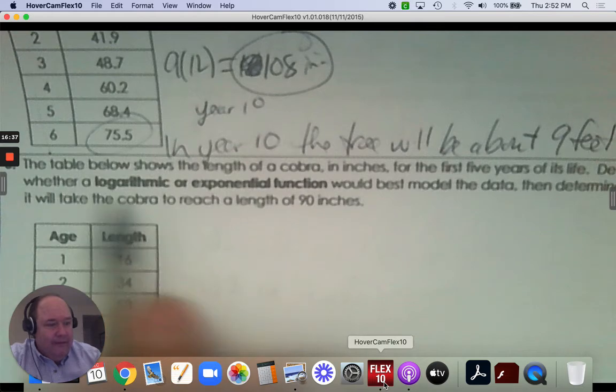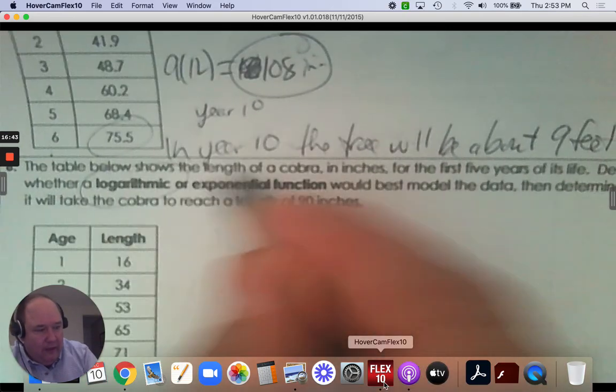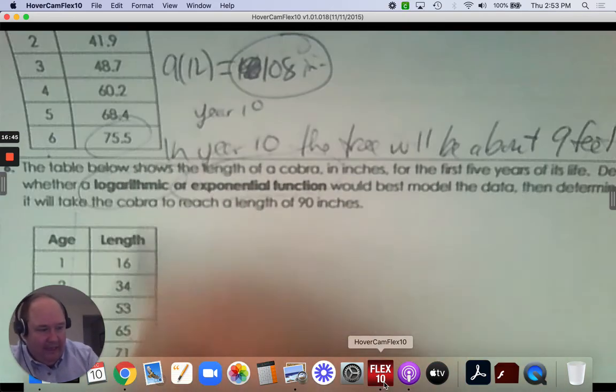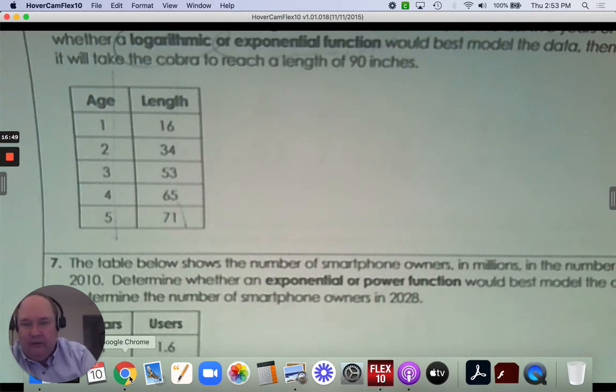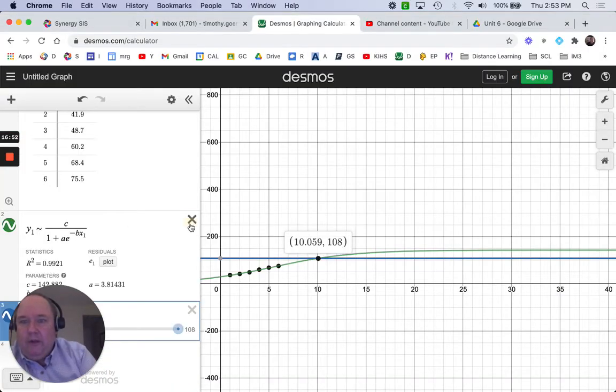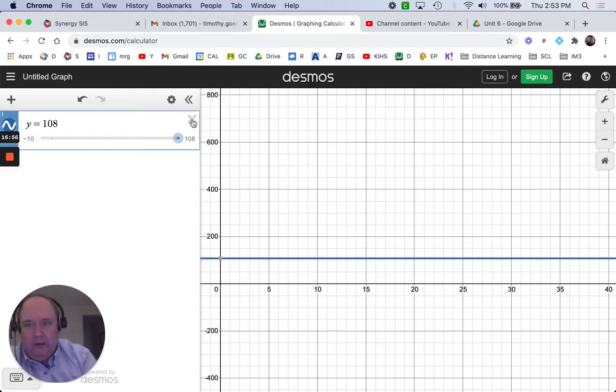All right, the table below shows the length of a cobra in inches for the first 5 years of its life. Determine which model is a better model for this. So age, length of the cobra, which sounds so cool. And then we're going to type this into Desmos. And we're looking for the R-squared score that's closest to positive 1. That's the better model.